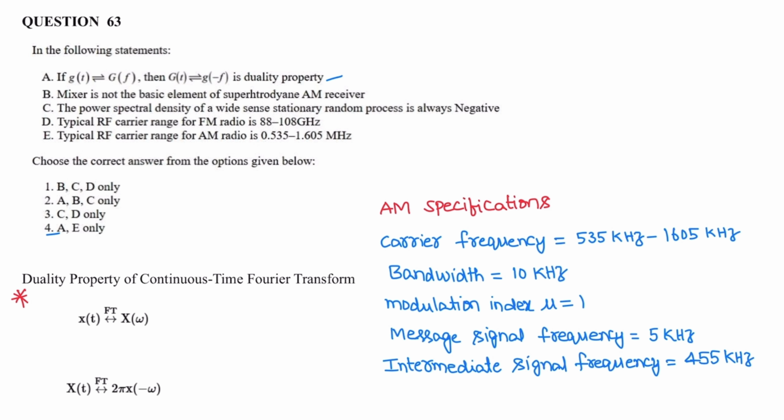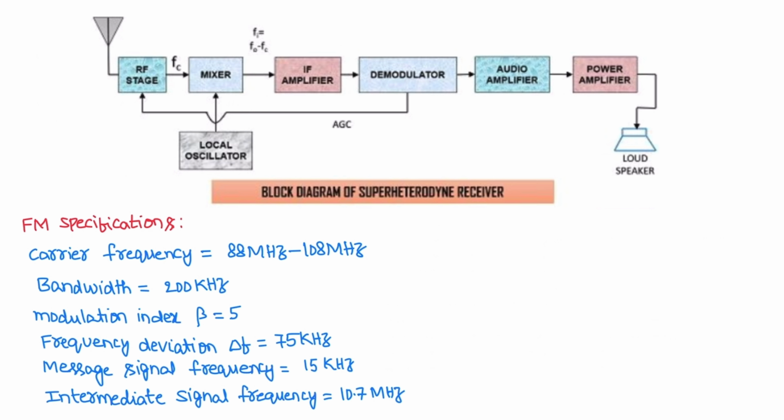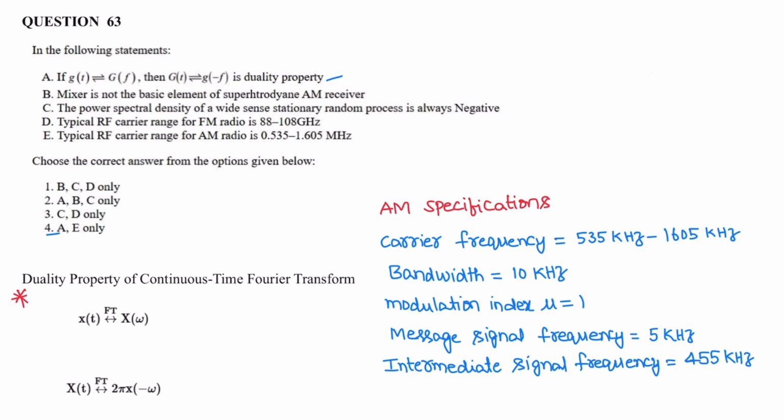Statement B, mixer is not a basic element of superheterodyne AM receiver. Let us see the block diagram of the superheterodyne receiver. Initially it consists of a receiving antenna followed by RF stage, mixer, with the local oscillator connected to the mixer, then IF amplifier, demodulator, audio amplifier, and power amplifier. The final stage is the loudspeaker. Statement B is incorrect. Mixer is a basic element of the superheterodyne receiver.